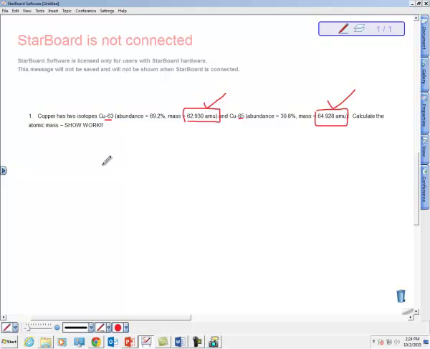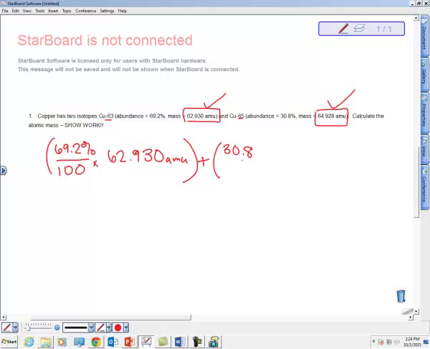Alright, so let's set it up. Your first isotope has an abundance of 69.2%. Take that percent divided by 100 and times it by the mass, the specific mass, 62.930 AMU. There's my first isotope. Add. The next isotope has an abundance of 30.8%. Change that to a decimal by dividing by 100, and then multiply by 64.928 AMU.